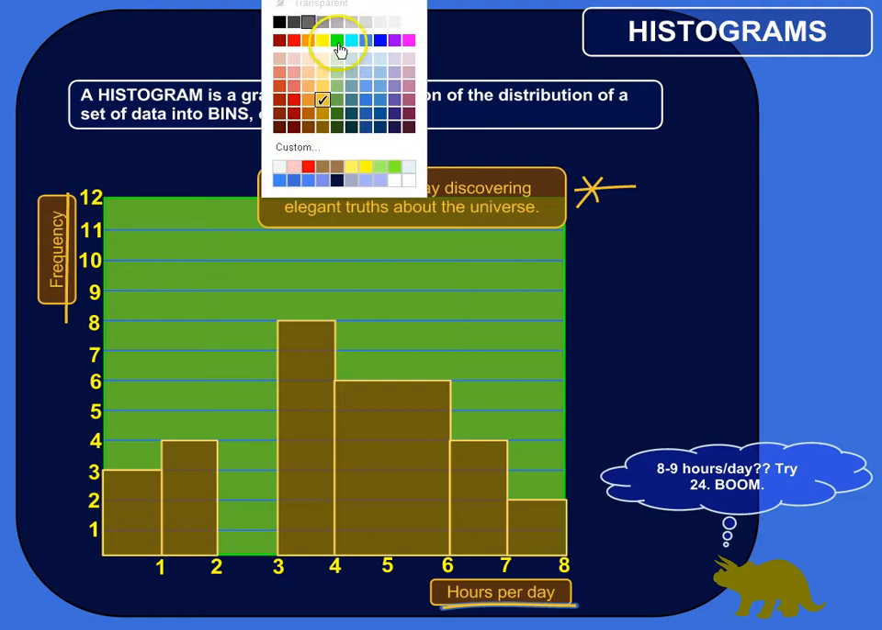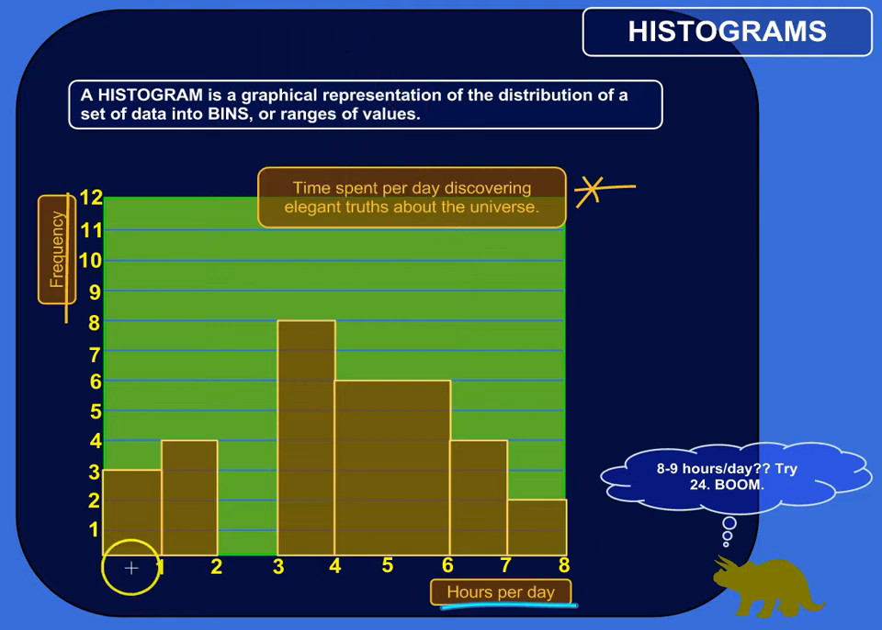This is hours per day, so 1 hour, 2 hours, 3 hours, and these are not just discrete values like 1, 2, 3, but they're ranges. So this is a bin or a bucket that represents everything between 0 and 1 hour per day. This is everything between 1 and 2 hours per day. And this represents everything between 2 and 3 hours spent discovering elegant truths about the universe per day.